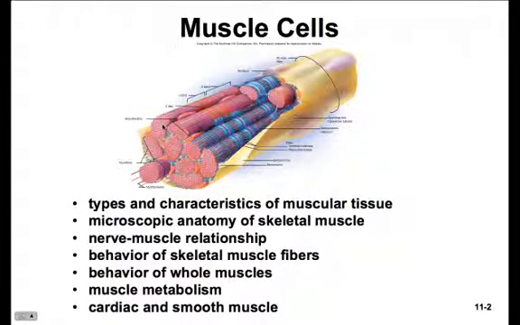In this chapter, we'll be investigating muscle cells and how they produce movement. We'll basically be covering the structure, the contraction, and metabolism of skeletal muscle at the molecular, cellular, and tissue levels of organization. So this is the physiology.